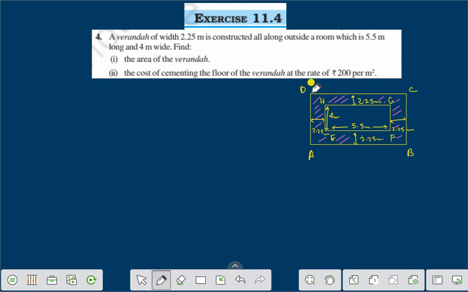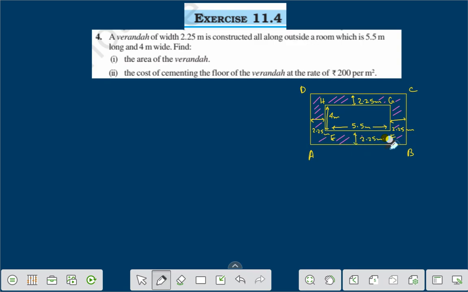Right? Here you see, this is the room. The length is 5.5 meter and width is 4 meter, right? And here the veranda is of width 2.25 meter, constant all along the side. That means this is 2.25, this is also 2.25, this is also 2.25 meter, and this is also 2.25 meter. Now you have to find the length of GF and length of EF, right?